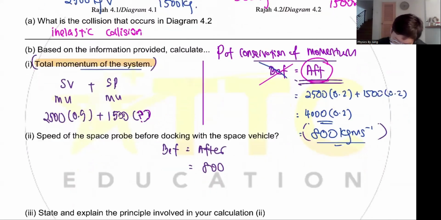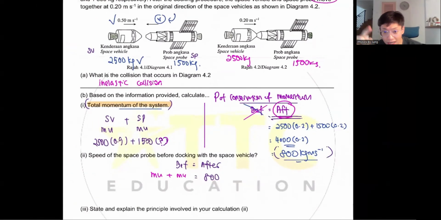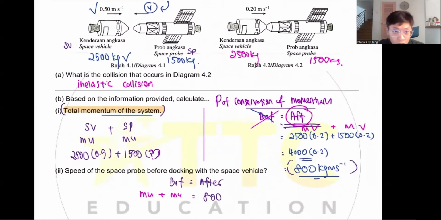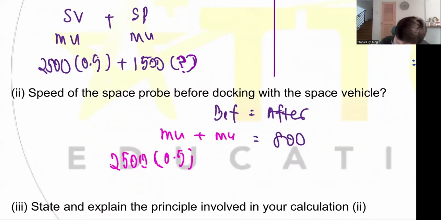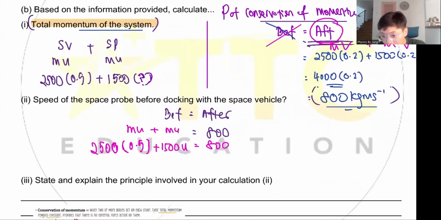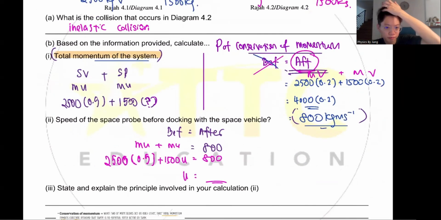So my before momentum is going to be my mu plus my mu, because the after, the mv plus mv, I calculated already. My mu here is 2,500 kg multiplied by my initial velocity 0.5, plus 1,500 times the initial velocity, starting. Then after I calculate this out, Regan, my answer should come out to be how much? Yes, Excel, I think your answer is correct.